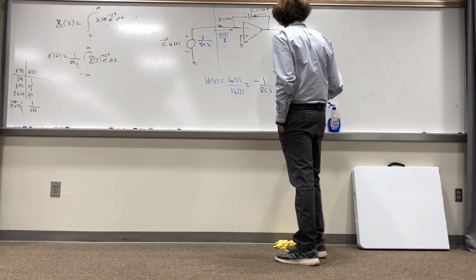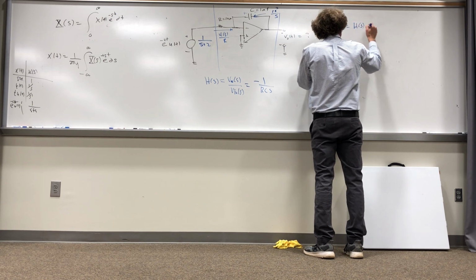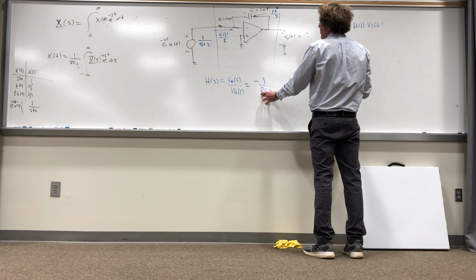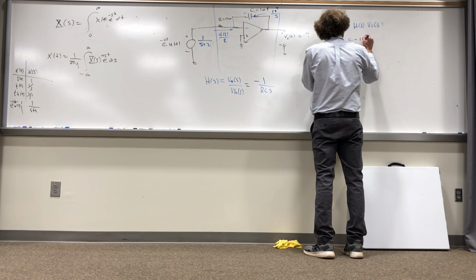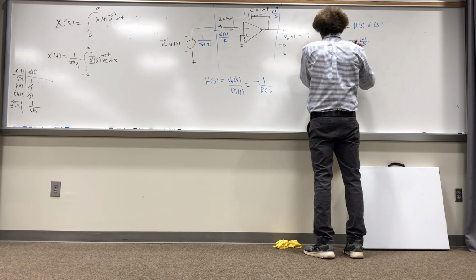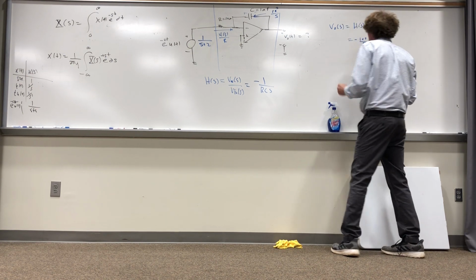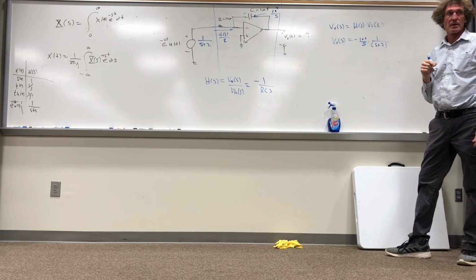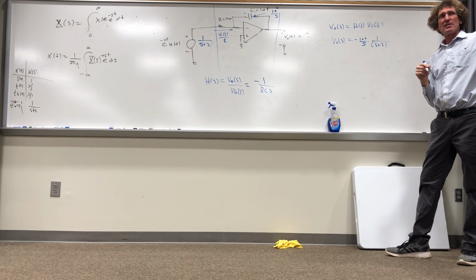Now, my output, therefore, V out of S is equal to my H of S times my V in of S, and now I put in the values. Here, I've got R is 10, C is 10 to the minus third, so it's 1 over 10 to the minus second, or 100. So now I have minus 100 over S times V in of S, times 1 over S plus 2. And that's my V out of S. Does everybody agree with that, class? Take a careful look. Make sure you see it. Everybody? Can you see it in the format?